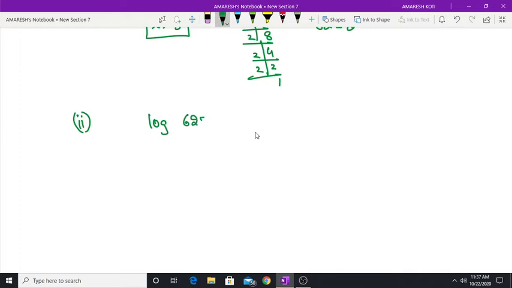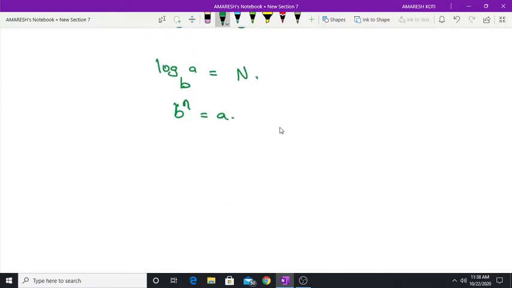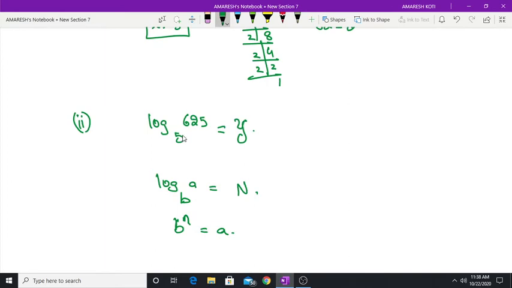Log 625 to the base 5 equals some number, say y. It is in the form log a to the base b equals n. How can we convert it? b power n equals a. This is the general form. So here, what is b? b is 5. So 5 power, what is n? y. b power y equals a, which is 625.